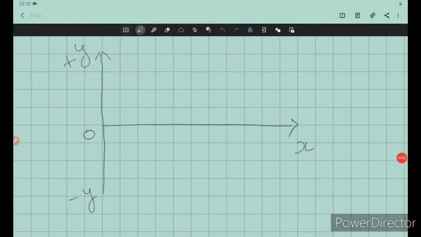Thus to represent it in the graph, this 0 denotes the origin, then we have 10, 20, 30, 40, 50. So what happened was the particle started from the origin, and at 10 seconds it reached a maximum position, suppose this, and then again at 20 seconds it came back to the mean position.